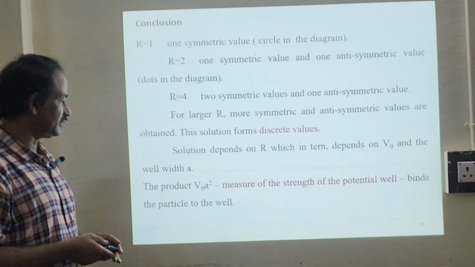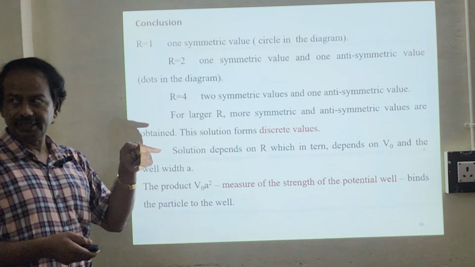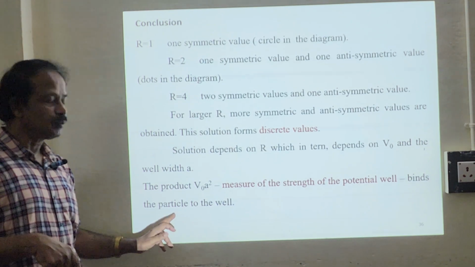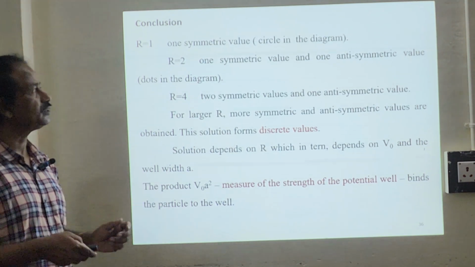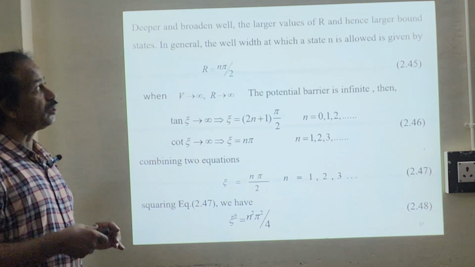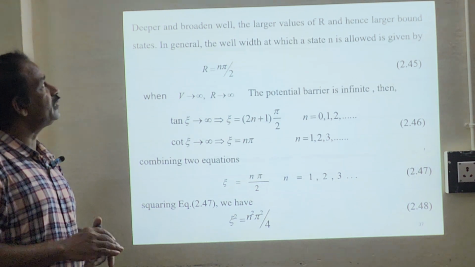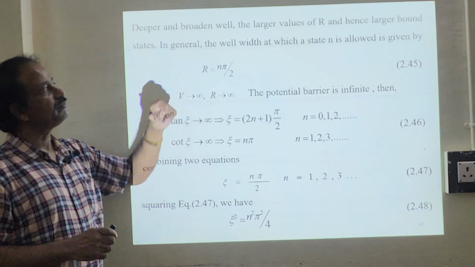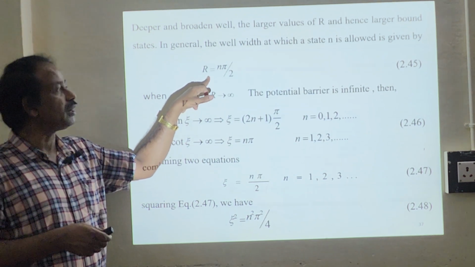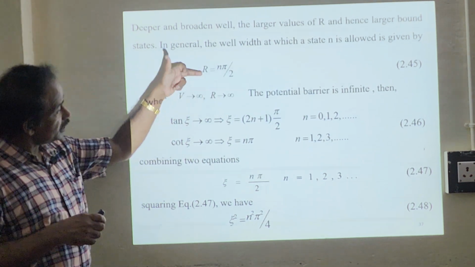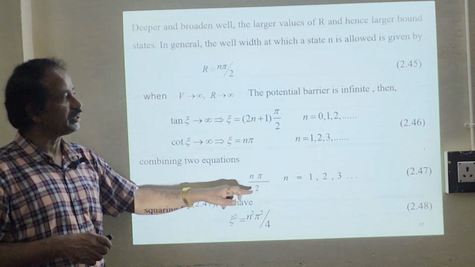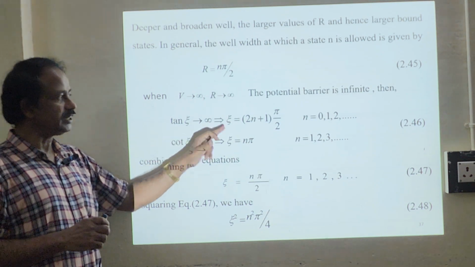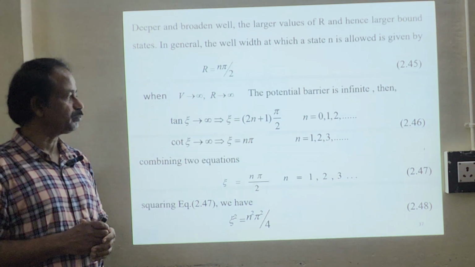The product V0 a squared is nothing but the measure of the strength of the potential which binds the particle to the well. Now, the deeper and broader the well, the larger is R, hence the larger the number of bound states. In general, the well width at which state n is allowed is given by R equals n pi by 2. A similar relation we also have for xi equals n pi by 2. When V tends to infinity, R also becomes infinity.